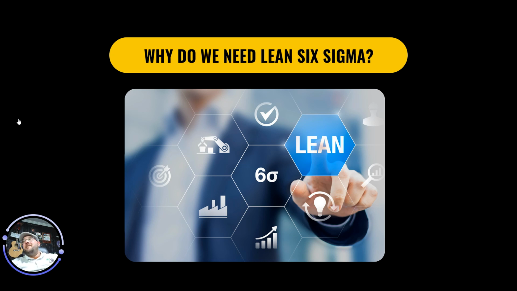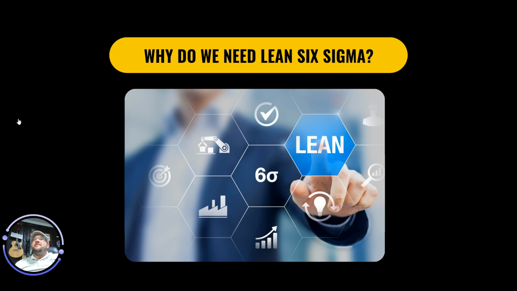So, why do we need Lean Six Sigma? Well, let me paint a picture for you. Imagine a world where every process, every system, every product is optimized for efficiency and quality. That's the world Lean Six Sigma aims to create. It's about eliminating waste, reducing variation, and ultimately delivering greater value to customers.